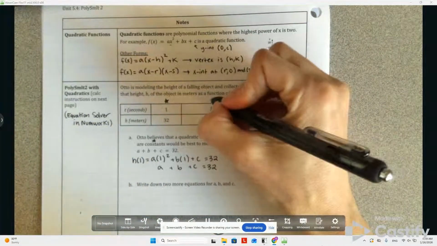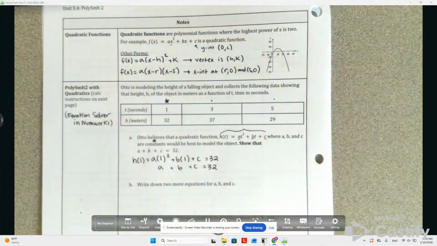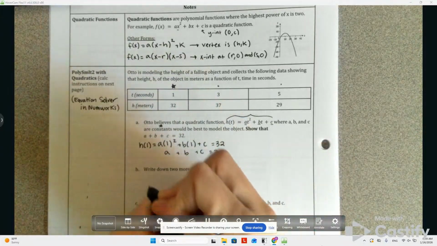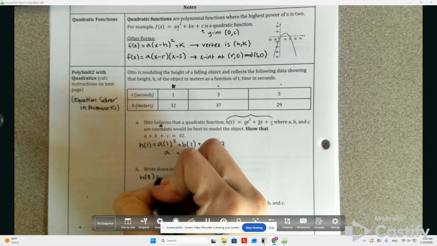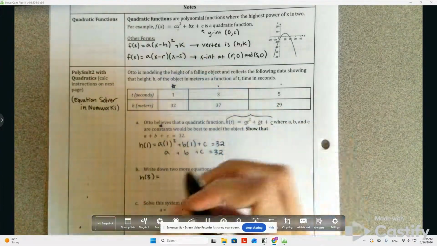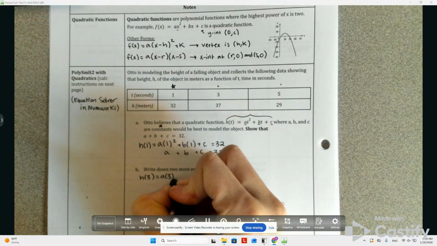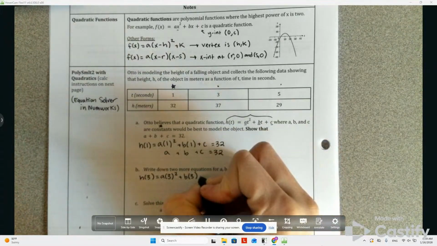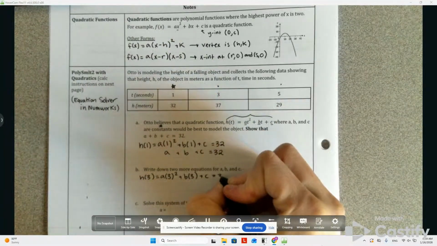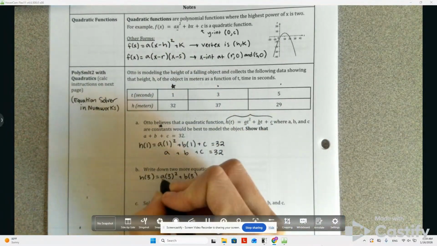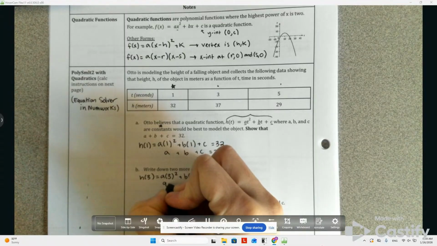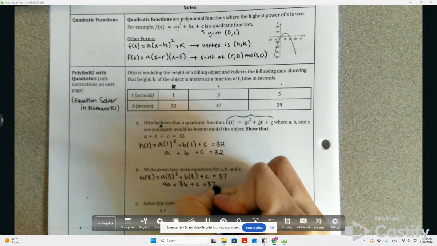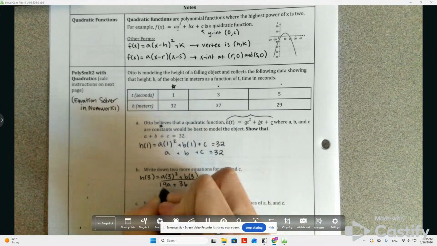We're going to use the other 2 points we have. So we're going to input the value of 3 and 5. If we do h of 3, that would mean a times 3 squared plus b times 3 plus c, and that would equal 37. So when we simplify that, we get 9a plus 3b plus c equals 37. That will be one of our equations.